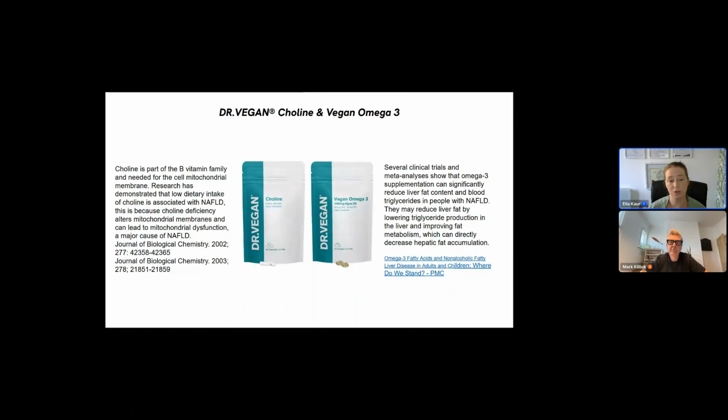Several clinical trials and meta-analyses show that omega-3 supplementation can significantly reduce liver fat content and blood triglycerides in people with fatty liver. So it may help to reduce liver fat by lowering triglyceride production and improving fat metabolism, and that can directly decrease hepatic fat accumulation.